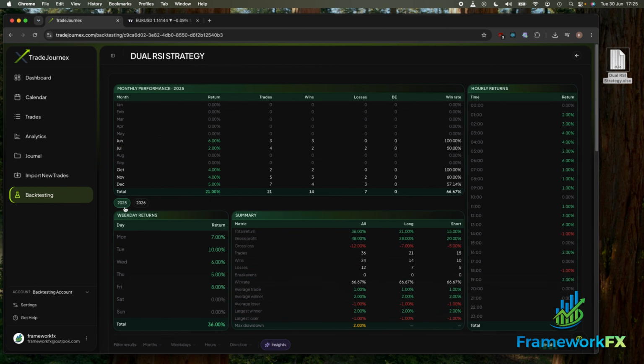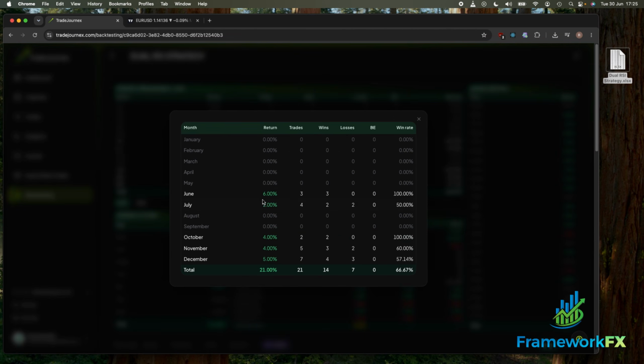We can take a look at the monthly. If we go to 2025, June was very solid. As you can see, all winning months. I believe it was all winning months in 26 as well. But June, yeah, really solid month. July as well. August, September, very quiet. Again, something that you often see. The market's going a little bit sideways then.